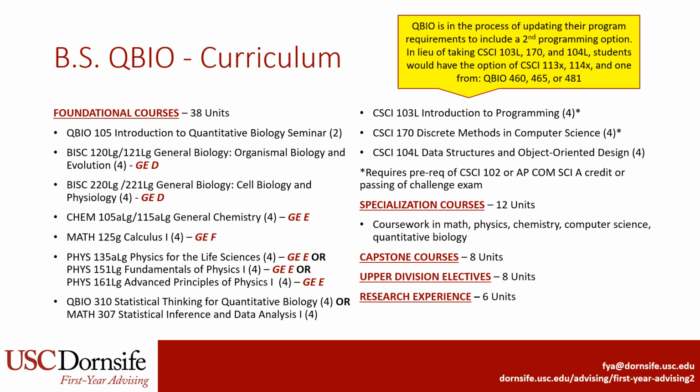Students also take 8 units of capstone coursework and 8 units of upper division major electives. Finally, students complete 6 units of research coursework, which can be fulfilled by doing independent research with a faculty member, taking a student-led multi-omic data analysis course, or completing a seminar and thesis coursework that is part of the QBio Honors Program.